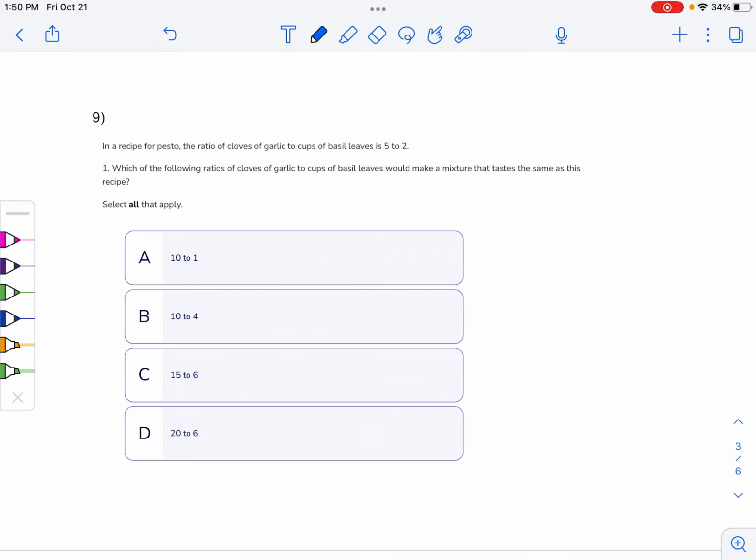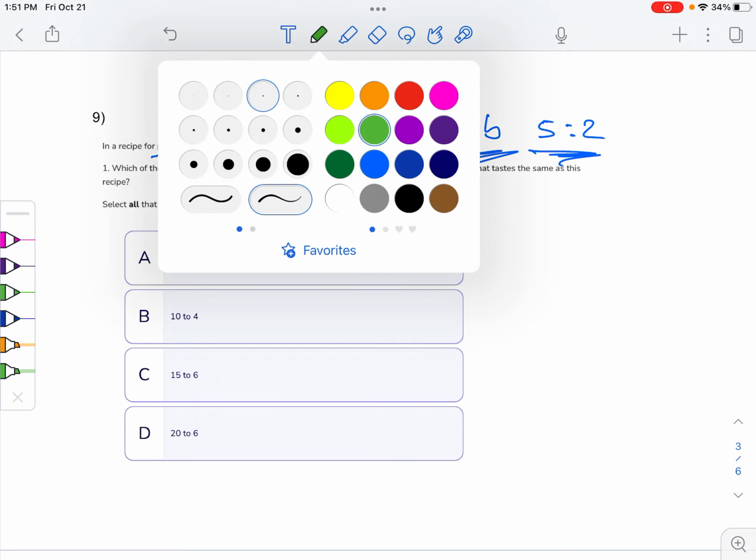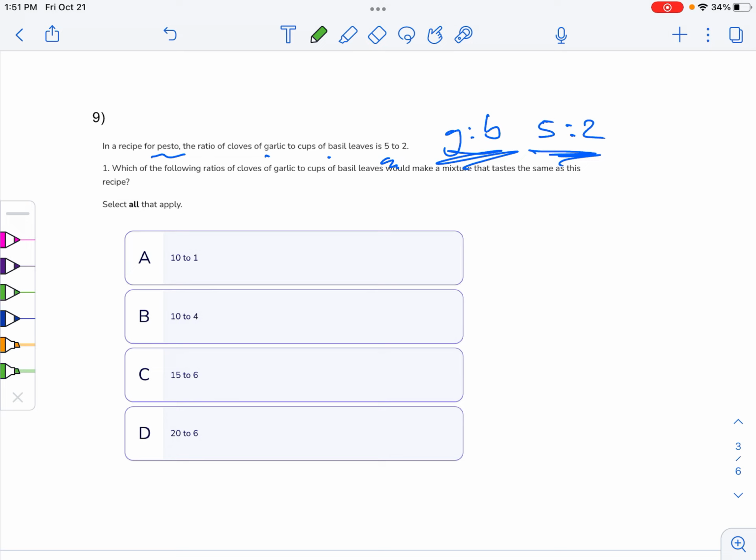All right, in a recipe, garlic. Ooh, what are we making? Pesto. We're making pesto. All right, I want to keep track of this. So garlic to basil is 5 to 2. Write this down, folks. Don't skip that important step, because it helps me keep track of what in the world is going on. So mixture of this. Select all that apply. Pay attention to that. It's probably more than one of them.